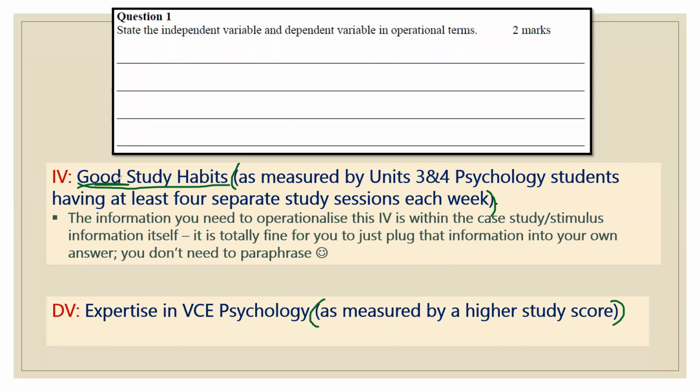So looking at the IV and DV, these are the simple IV and simple DV there. When we're talking about operationalizing, it's in the brackets. It's just including any quantity related information, like the number of study sessions or the kind of score. In fact, I'd probably improve the DV here by writing as measured by a higher study score out of 50. So I would include that information here. That's the basic idea. Did anyone have any confusions with this question so far? No, all good? All right, cool. If you do, just let me know.